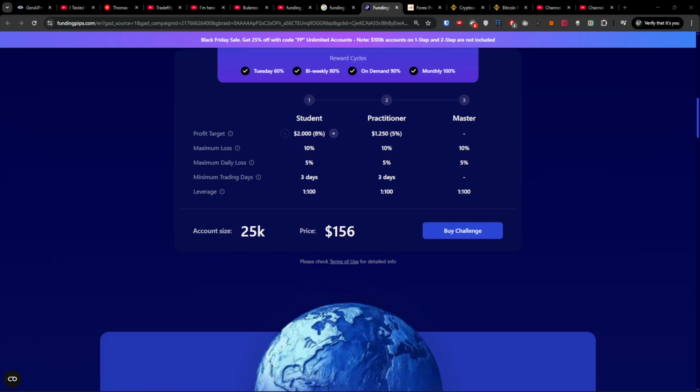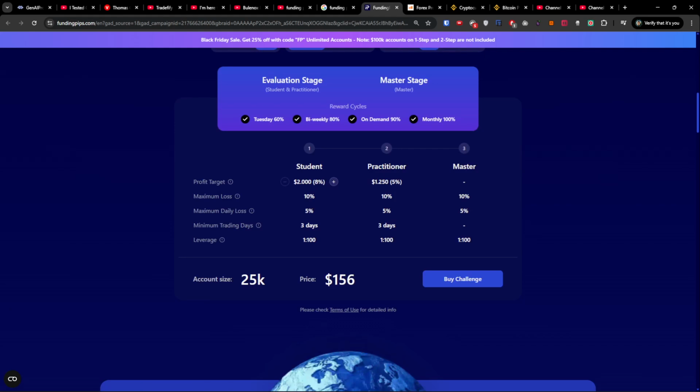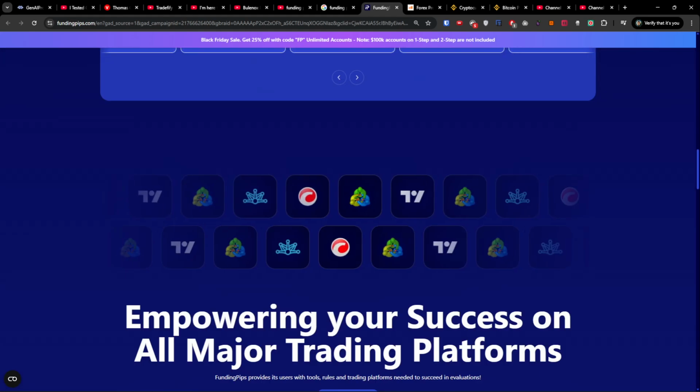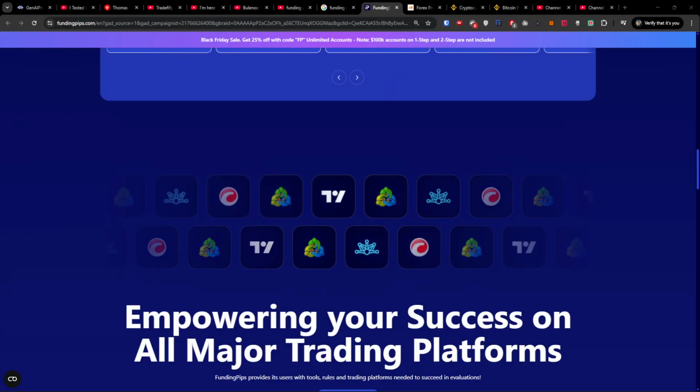So the advantages are that there are a lot of things you can do. Reasonably low entry costs, profit split can reach 100% with consistent performance, and a variety of platforms. You can have MT5, cTrader, Match-Trader, so that's also good that you can see right here. And this is TradingView.